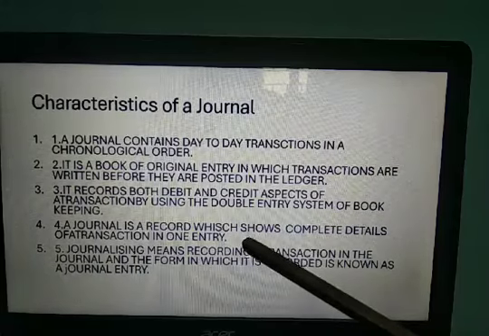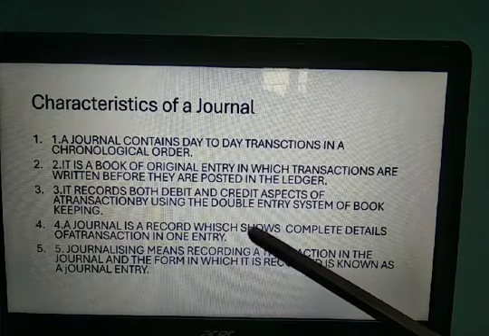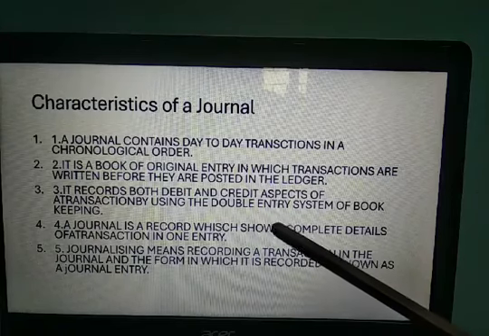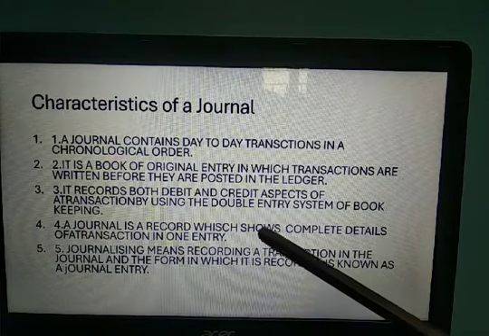Next we will discuss that a journal is a record which shows complete details of transactions in our entry. What are the complete details? Date, then transaction details, particulars, and the ledger folio will be there. Then the amount, both debit amount and credit amount, will be there. And next will be the narration. Narration is nothing but the details of the transaction, what this transaction has been recorded for. Brief particulars we have to mention there.